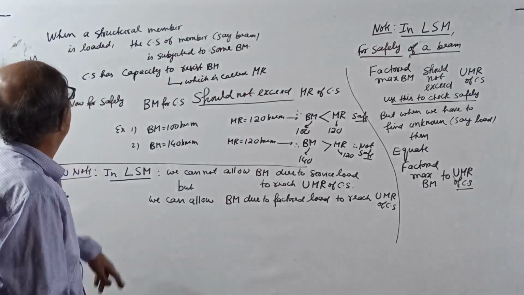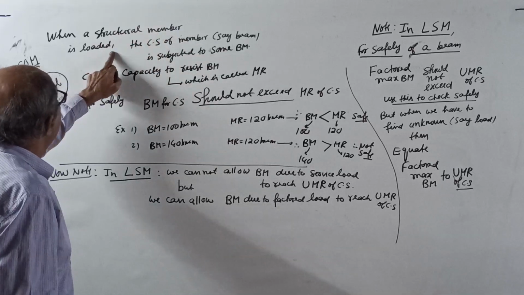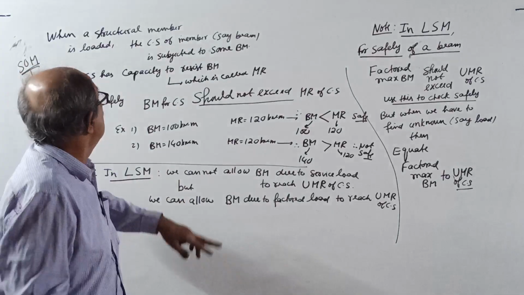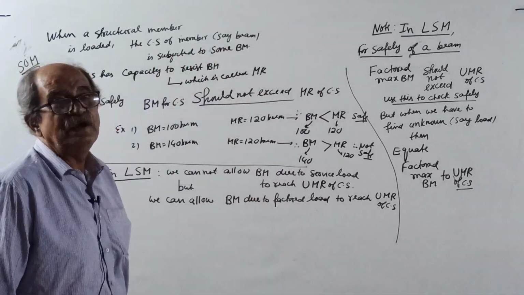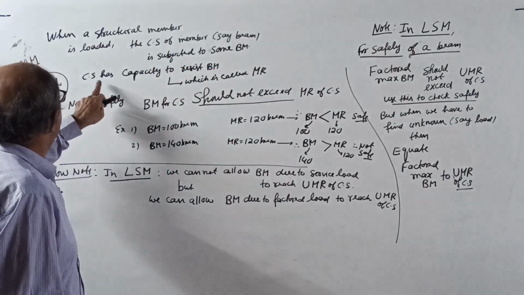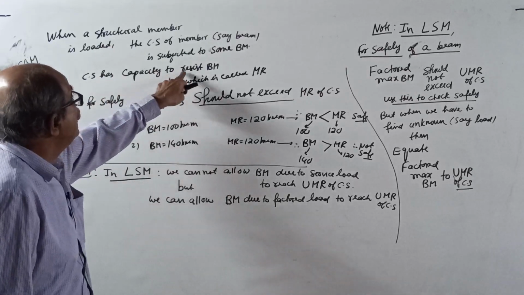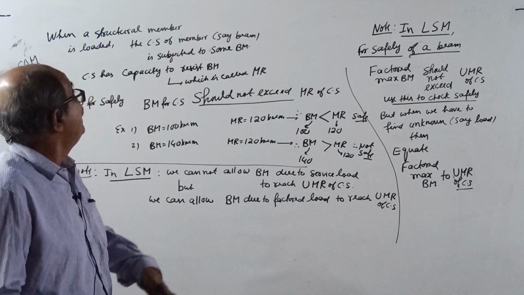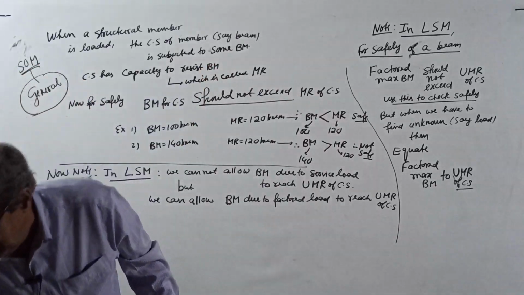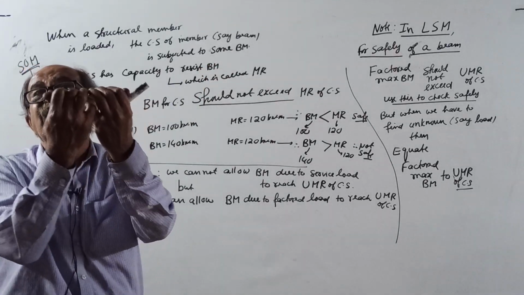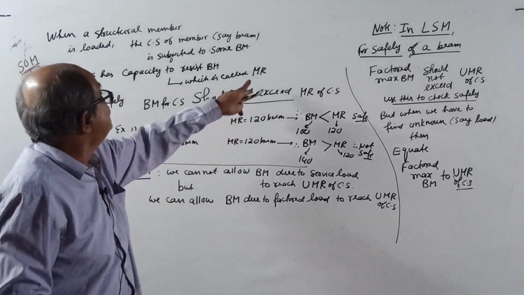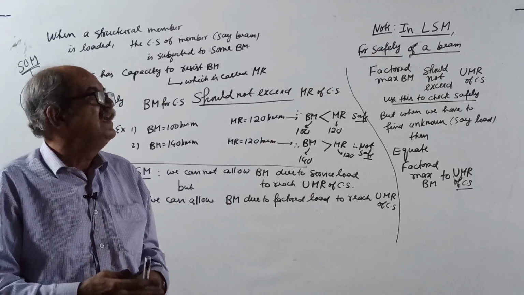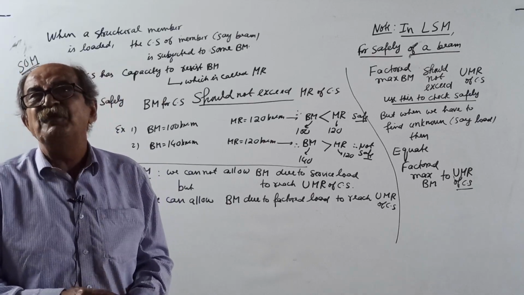Strength of materials. When a structural member is loaded, the cross-section of the member, say a beam, today we will talk about the beam, is subjected to some bending moment. And the cross-section has capacity to resist bending moment. That is called MR. Now remember, bending moment is external. Resisting capacity is internal.